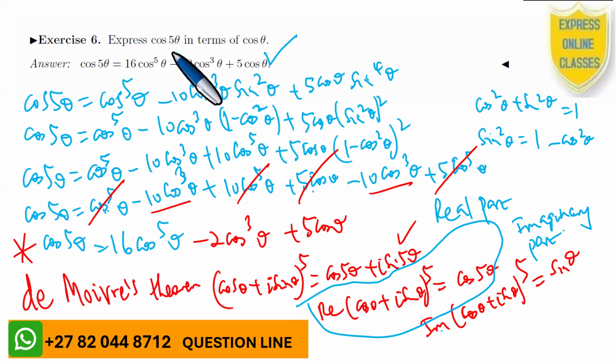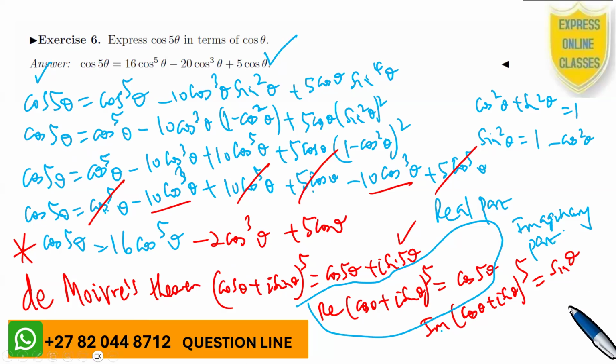We've expressed cosine 5 theta in terms of cosine theta. You can see that the answer is in terms of cosine theta. But first, when we got this cosine 5 theta, it was in terms of cosine and sine theta. But now we have removed all the sine, then we have everything in terms of cosine theta there. Okay, look at it and think about it very carefully.